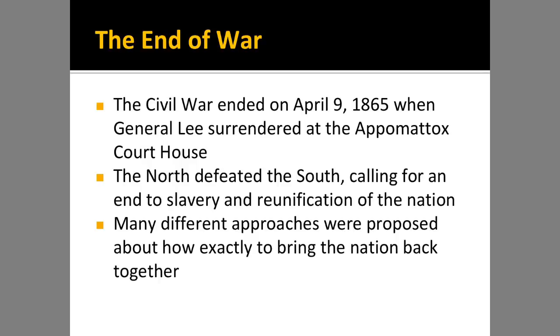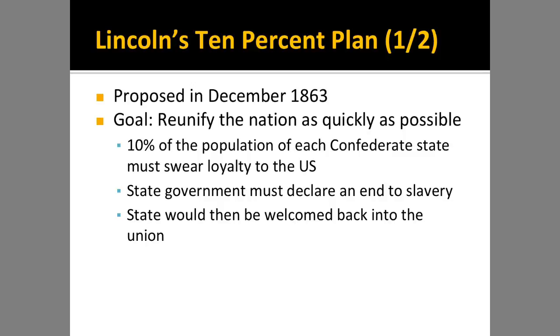Many different approaches were proposed about how exactly we would bring the nation back together. We're going to look at a few of them today. So we start with Lincoln's 10% plan. This was proposed in December of 1863, which you'll notice is a good amount of time before the war even ended. You remember from way back last year that Lincoln wanted to see this war end quickly. He wanted to get the South back, reunite the nation, and move forward as a whole, as a united states.